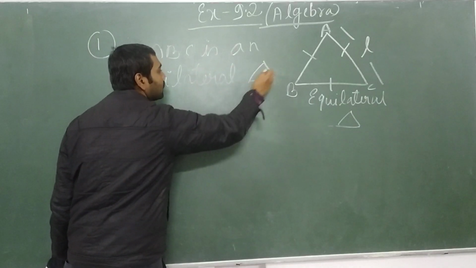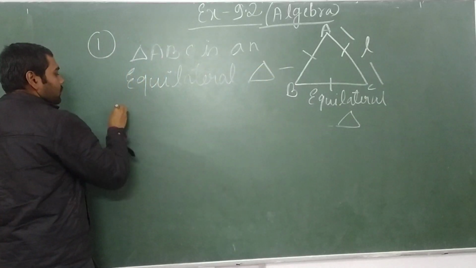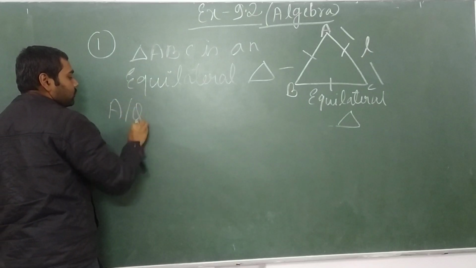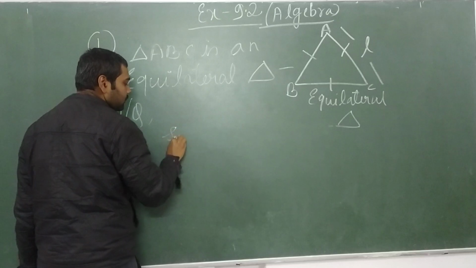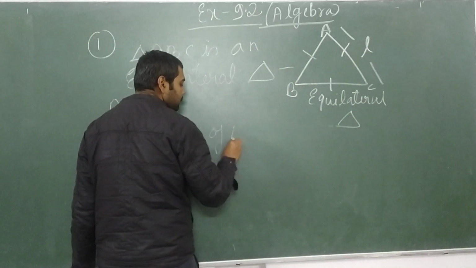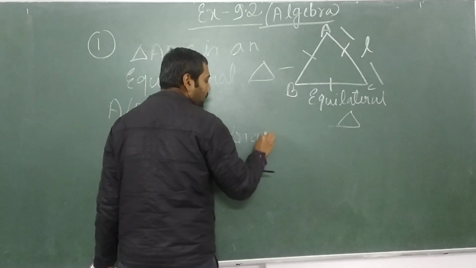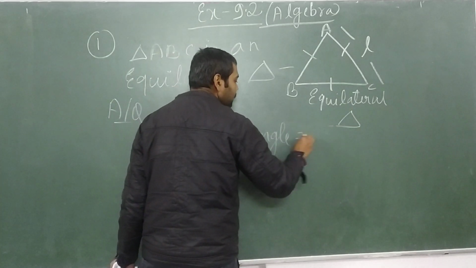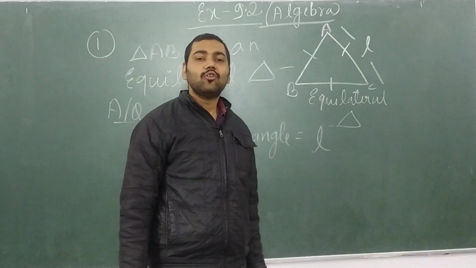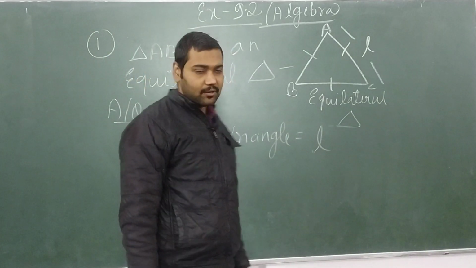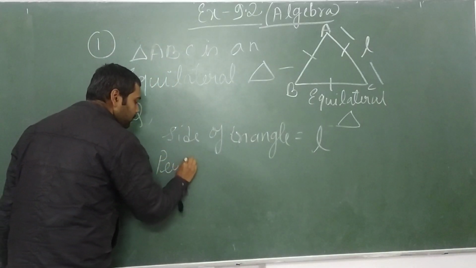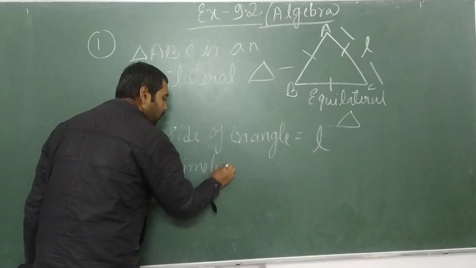Equilateral triangle. Okay. According to the question, the side of the triangle is L, so we have to find its perimeter. So what will the perimeter be? I have told you, perimeter will be the sum of all sides.